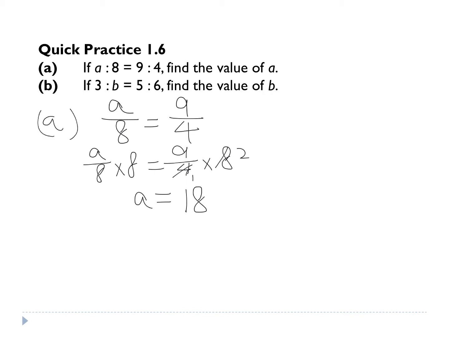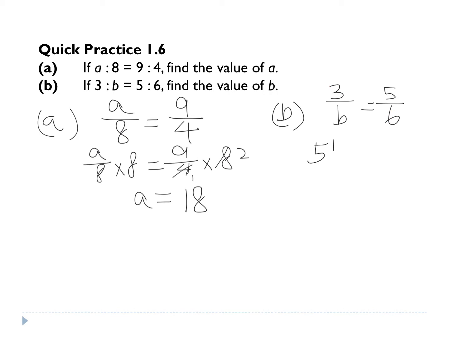How about part B? Part B, you would do the same thing. We rewrite the ratio into a fraction. So 3 over B equals 5 over 6. So what will we do next? Actually, you can multiply B and 5, and on the other side multiply 3 and 6.